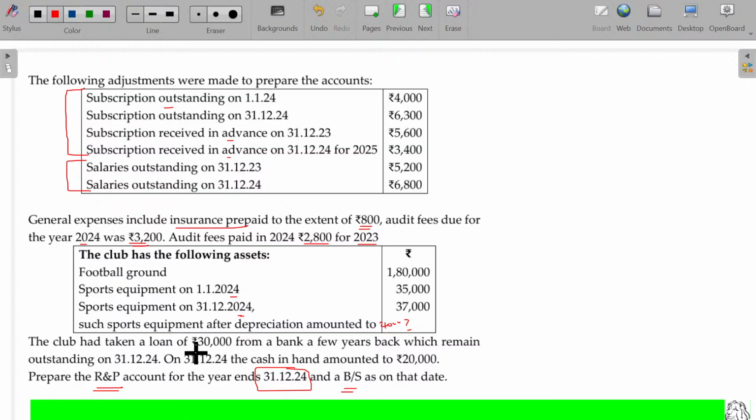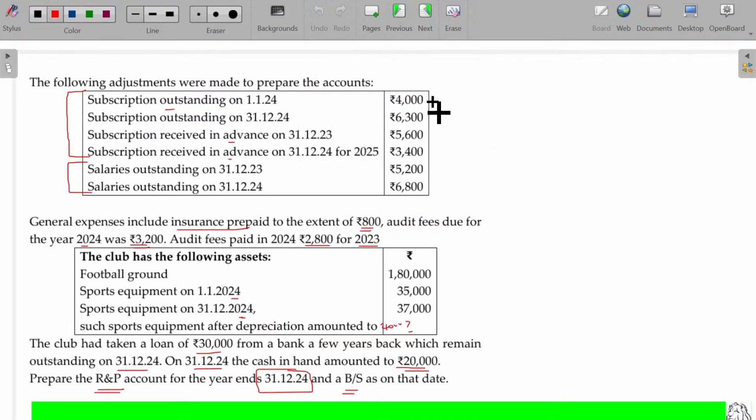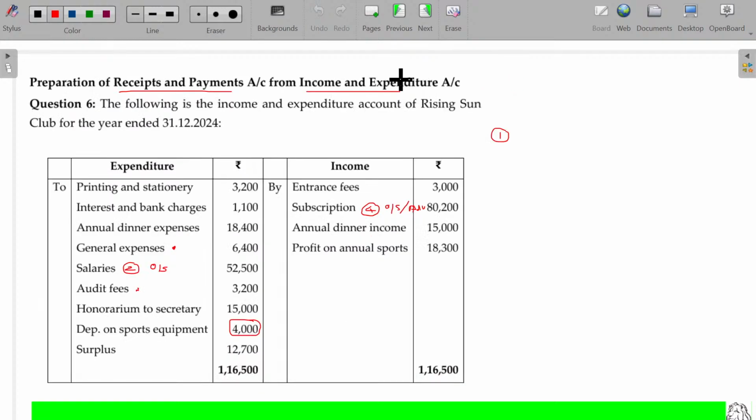The club had taken a loan of 30,000 from a bank a few years back, which remains outstanding on 31st December 2024. And on 31st December 2024, the cash in hand is around 20,000 rupees. You know that if it is given in a statement or account form, it should be posted once. If it is given as raw data, it should be posted twice. With these small details, we will now proceed to posting.